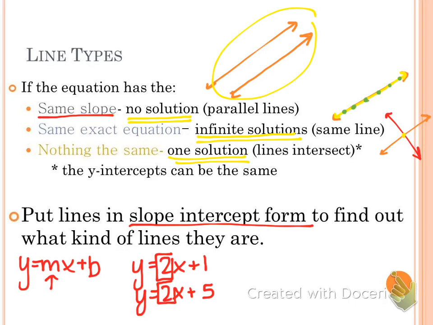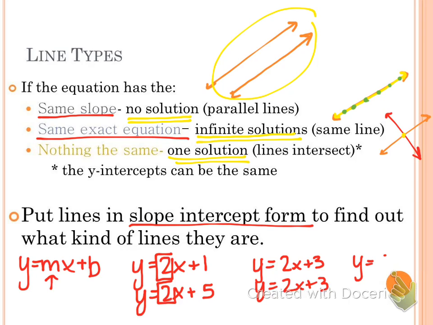Now, whenever I get the exact same equation, I know they're going to have infinite solutions, because when I graph it, it's going to be the exact same line. So it would be something like y equals 2x plus 3 and y equals 2x plus 3. Once I put it in slope-intercept form, they're the exact same. So they're going to have an infinite amount of solutions, and they're going to be the exact same line when I graph it. Okay?